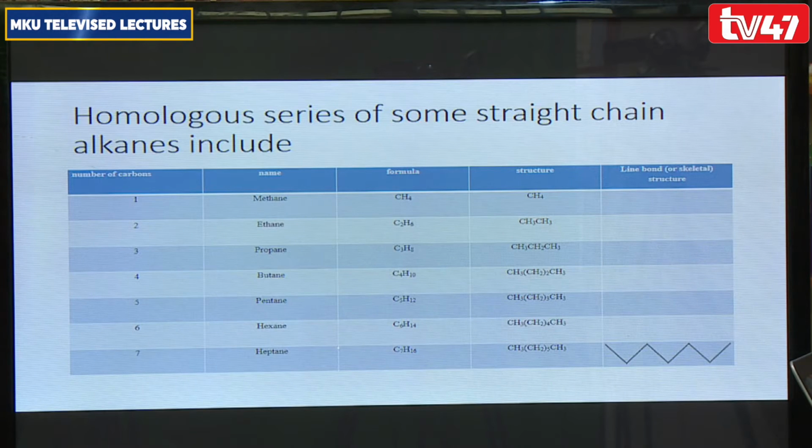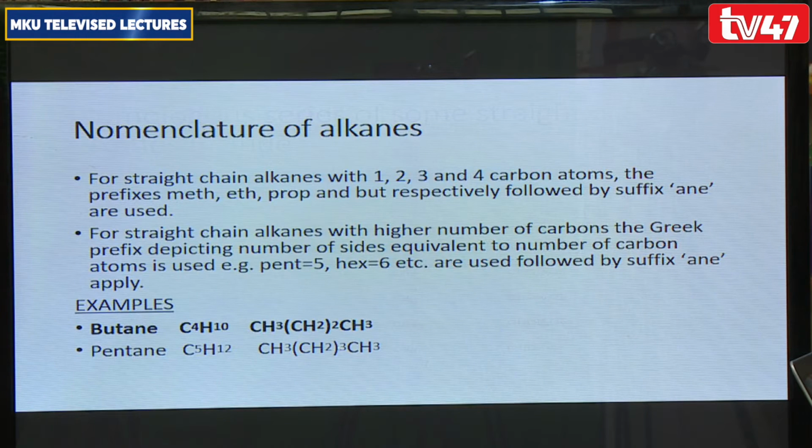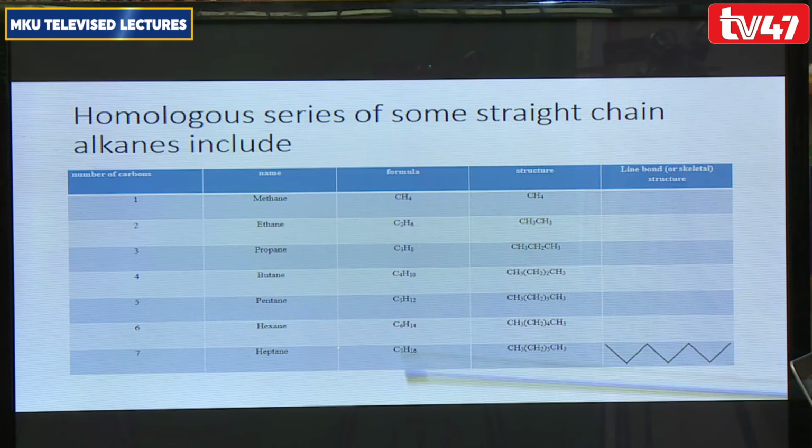That is what we call a skeletal representation of alkanes. Now, we start with nomenclature. Going back, we have named the alkanes that I have given here. So how are the names in alkanes given? Naming of alkanes, or naming of compounds, is what we call nomenclature.